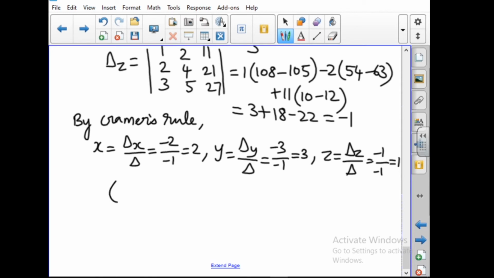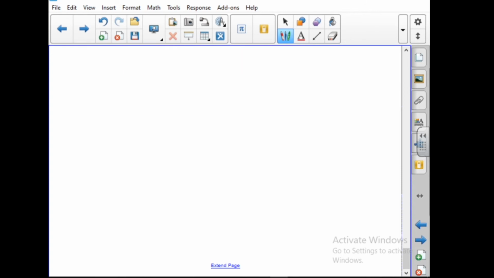So, you can write down the final answer as: hence the three unit weights assigned to the three varieties are 2, 3 and 1 units respectively. Okay. So after forming the equations, you can easily solve the problem by using Cramer's rule. Okay. Now let us move to the last, sixth problem.